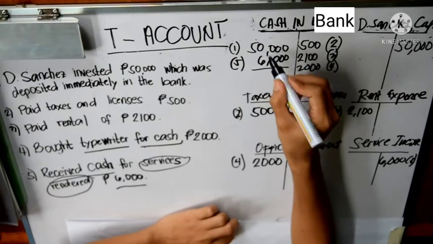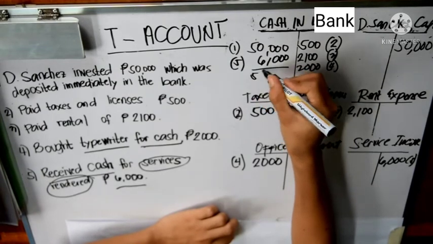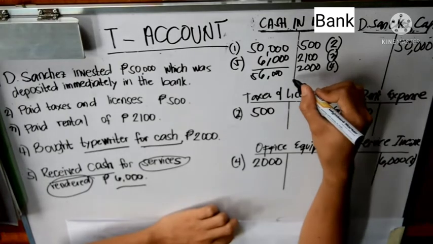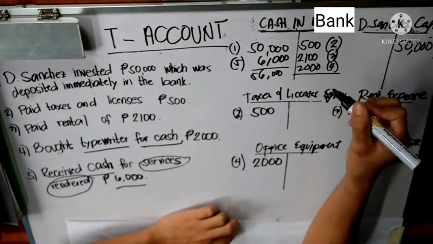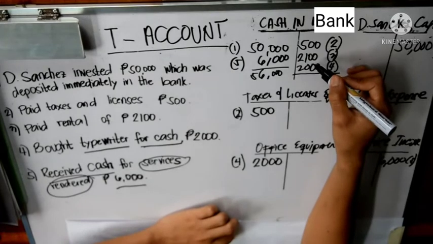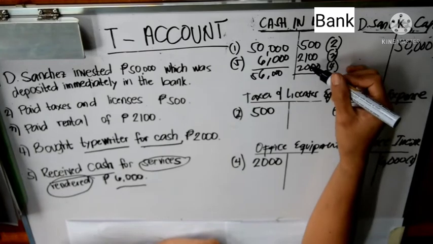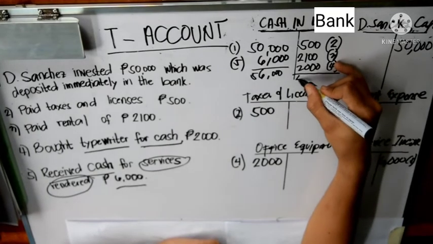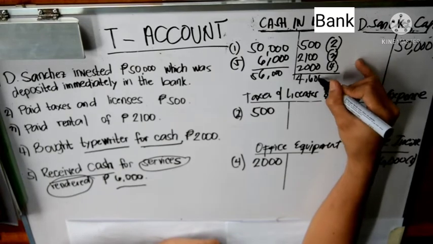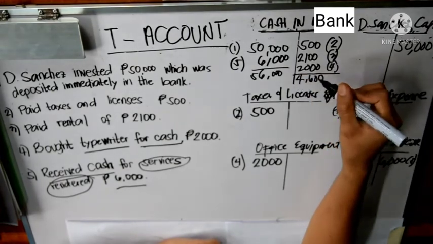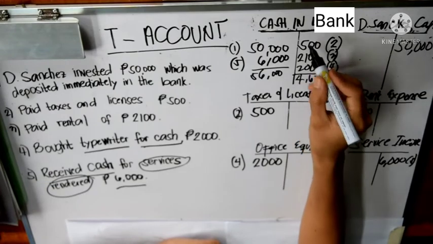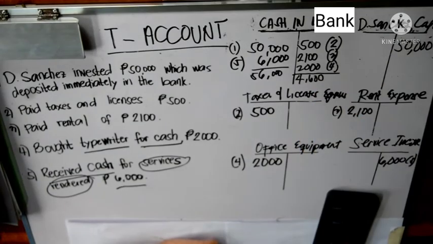So, 50,000 plus 6,000, we have 56,000 here. And then for our credit side, we have 500 plus 2,100 plus 2,000. So, this is 4,600. So, this is the credit balance. And the debit balance is 56,000 for the cash in bank. So, 56,000 minus 4,600. So, that is 51,400.